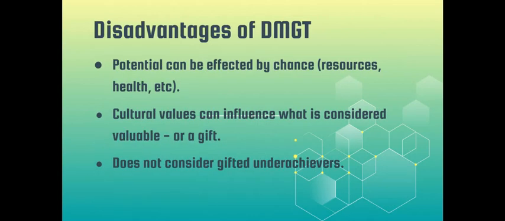Now, of course, I don't want to just mention the advantages. There are always some disadvantages. So the potential can be affected by chance. I think that is somewhat of a disadvantage, but that's life as we know it, kind of. Some of those chances that were mentioned: does your gifted child live in an area that has the resources available to them? Does the school have a quality program? Is the school being efficient in making sure that they are being non-biased and those kinds of things?